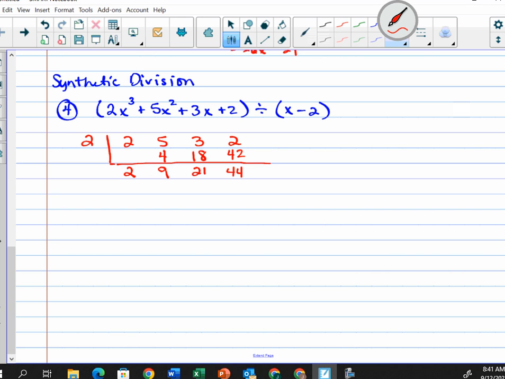Okay, guys, but that's not my answer. We've got to put the x's back in. Question or just stretch? Okay. Remember, I took 2x cubed divided by x, so it should make sense that I'm now down to 2x squared, and then plus 9x plus 21. What is the 44? So I'm going to write plus 44 over x minus 2.